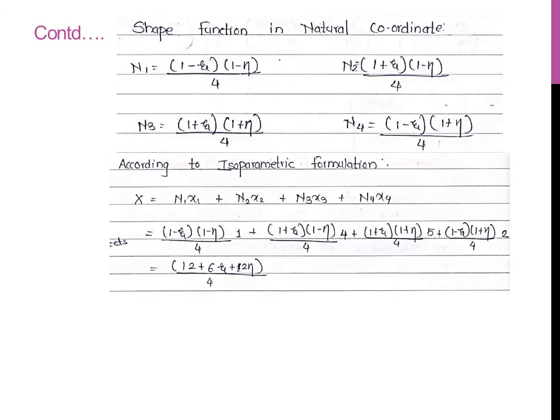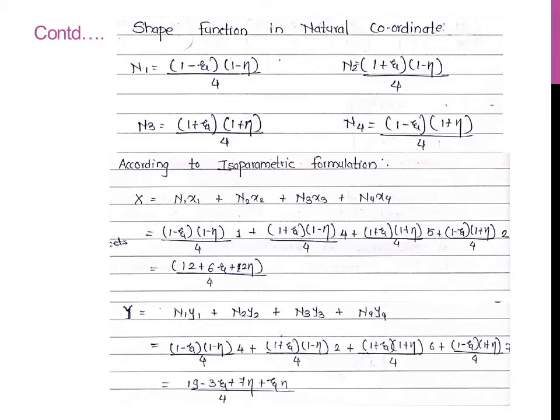So according to the given condition, shape functions in natural coordinates, N1, N2, N3 and N4 for the quadrilateral element. According to isoparametric formulation, x is equal to N1 x1 plus N2 x2 plus N3 x3 plus N4 x4. We know the x, that is the P point, but we will put the value of x in later and put the value of N1, N2, N3, N4, expand all brackets, you will get x is equal to 12 plus 6 zeta plus 2 eta divided by 4.